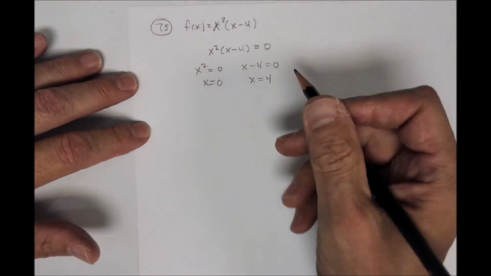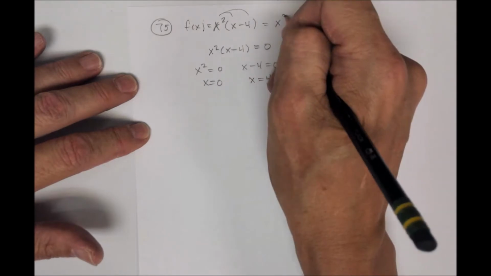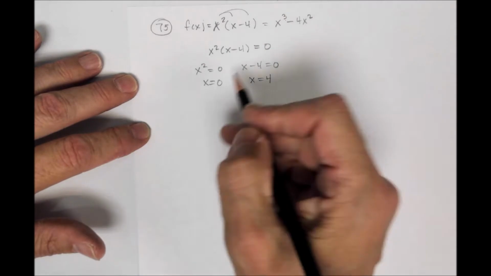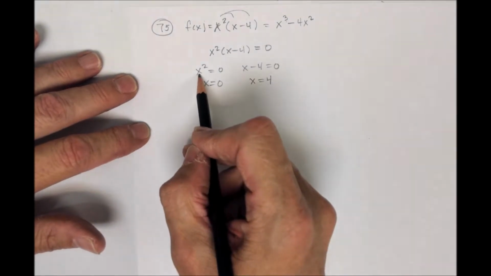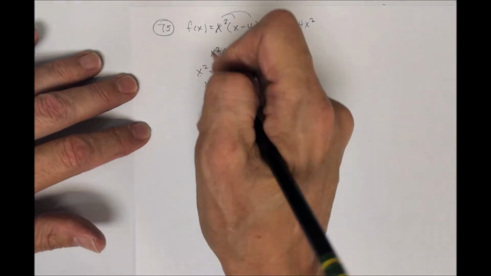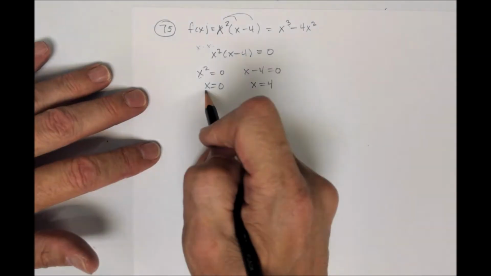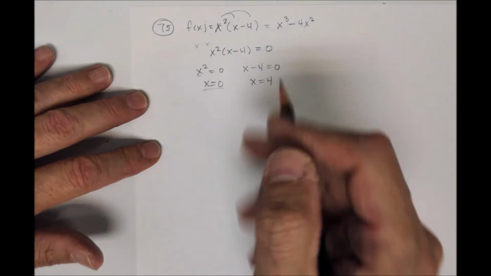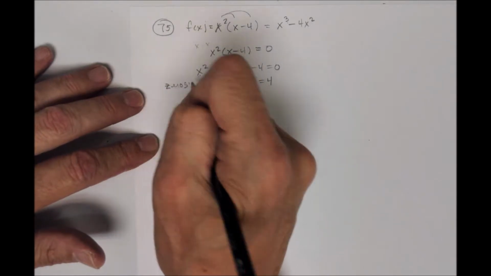You say, well, wait a minute. If you distributed, you would have x to the third minus 4x squared. There's a 3 there. Shouldn't you have 3 zeros? Well, one of my zeros is repeated. It has multiplicity 2 because there are two factors of x here. This is x times x, right? I could think of this as x times x, set each x equal to 0. So I have a double root there, or multiplicity 2. So there are my zeros. I think that's actually part B with the zeros.